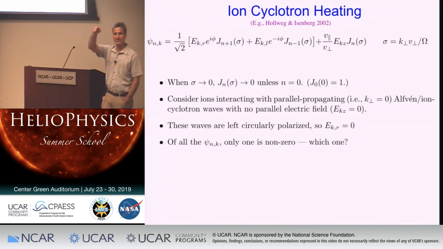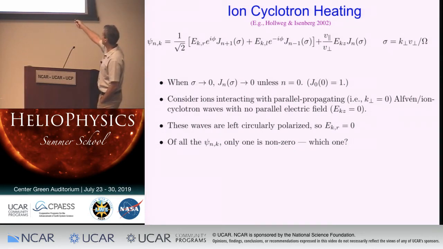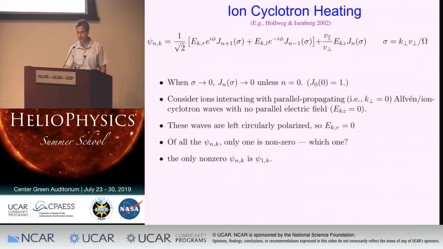Yes, it's one. Only n equals 1 is non-zero. Why is that? Because when n equals 1, the subscript on this Bessel function becomes 0. If you set n equal to 0, you might be tempted, but then this would be J minus 1, which vanishes when sigma is 0. This would be J1, which vanishes at sigma equal to 0. This term here, you'd have a J0, but EKZ is 0 in this example. So the only non-zero psi nk is psi 1k.